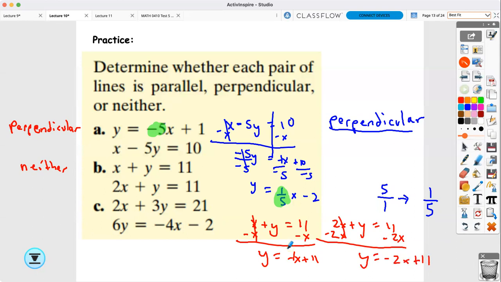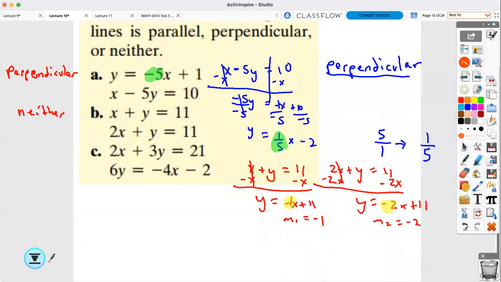Go ahead and circle or highlight the slopes or write them down, M1 and M2. Here, M1 is -1, and here M2 is -2. Now, are these slopes the same? Are they the same or opposite reciprocal?